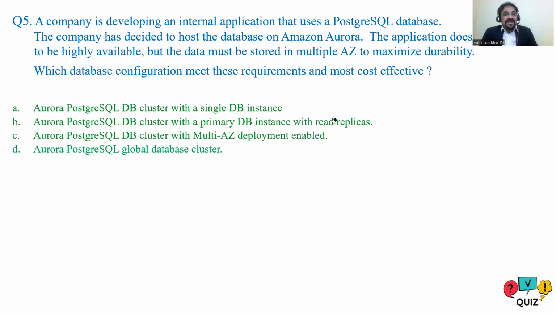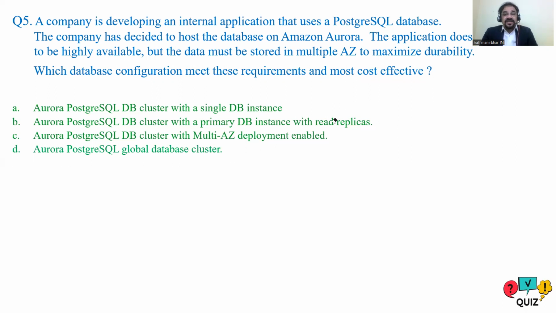At the same time, in a real-time scenario, as a solution architect, if you need to choose, then obviously we will select option D, because we are willing to spend. We need to protect our data. We don't want the data to be available only in one availability zone. But when it comes to an exam-based question, we need to consider all the parameters, right?